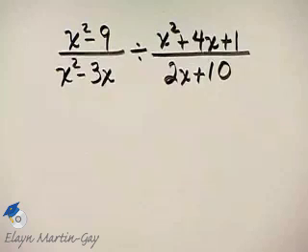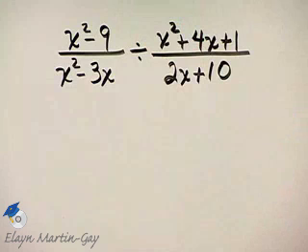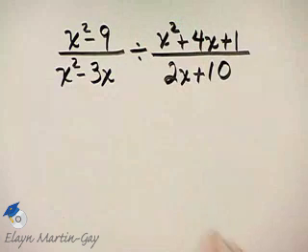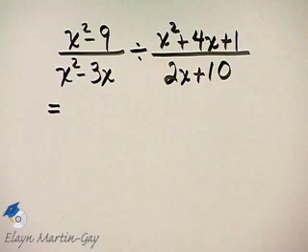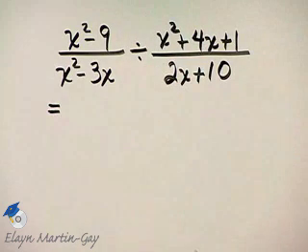Our directions are to perform the indicated operation and simplify if possible. This is division. So remember, it's the first rational expression times the reciprocal of the second rational expression. When we simplify, we need to factor all of our numerators and denominators. So let's go ahead and do that as we write this as an equivalent multiplication.